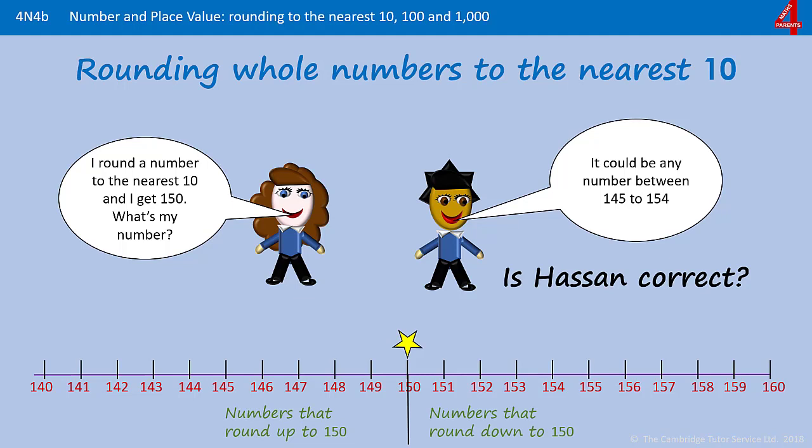Remember the rule that when you're rounding whole numbers to the nearest 10, anything with a 5 in the ones column is rounded up to the next 10. So anything from 145 can be rounded up to 150. Likewise, when you're rounding whole numbers down to the nearest 10, it has to have 4 or a smaller number in the ones column. So 154 is the biggest whole number that you could round down to get to 150. So Hassan is correct. Any number between 145 and 154 rounded to the nearest 10 would be 150.